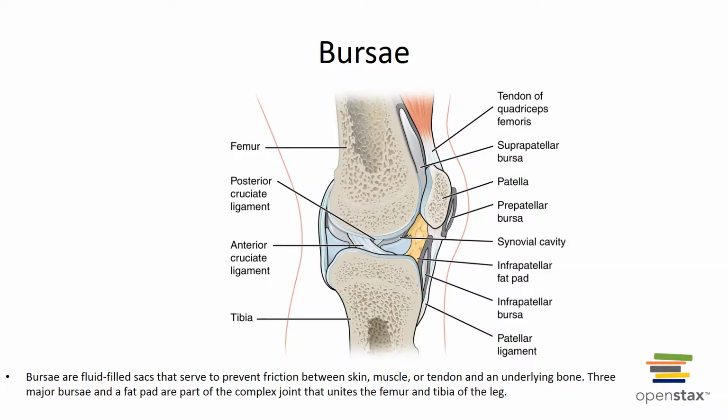Meniscus is a pad of fibrous cartilage situated between opposing bones within a synovial joint. Menisci may subdivide a synovial cavity, channel the flow of synovial fluid, or allow for variations in the shapes of the articular surfaces.